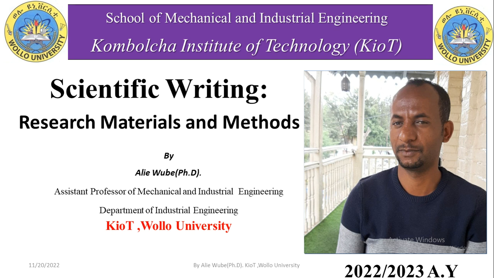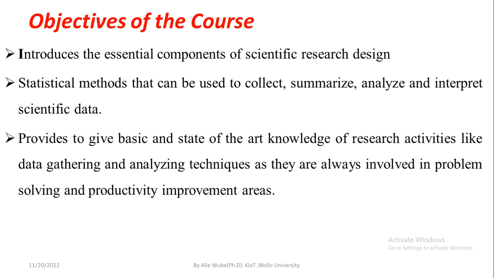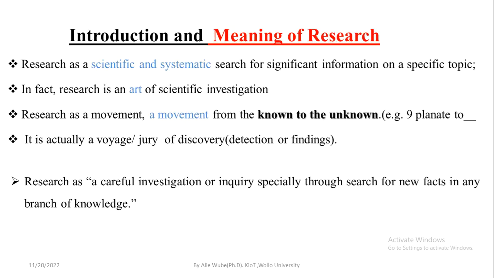Today we have to show the concepts about scientific research and the meaning of research. The main objective of the course is to introduce the essential components of scientific research, design, and the statistical methods that can be used to collect, summarize, and analyze scientific data. The course also provides basic state-of-the-art knowledge for research activities like data gathering and analyzing things involved in problem solving and productive improvement areas. This is the main objective of this course.